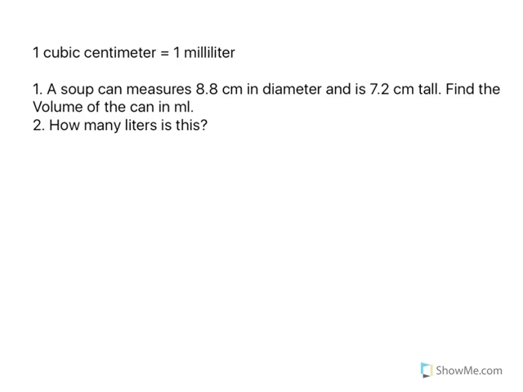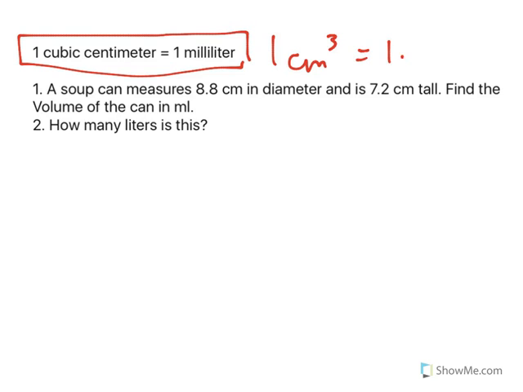We're now going to get into some conversion problems that have liquid volume. So just bear with me here. When we get to a couple of these, we're going to have some extra conversion. So this first one is that 1 cubic centimeter is 1 milliliter.